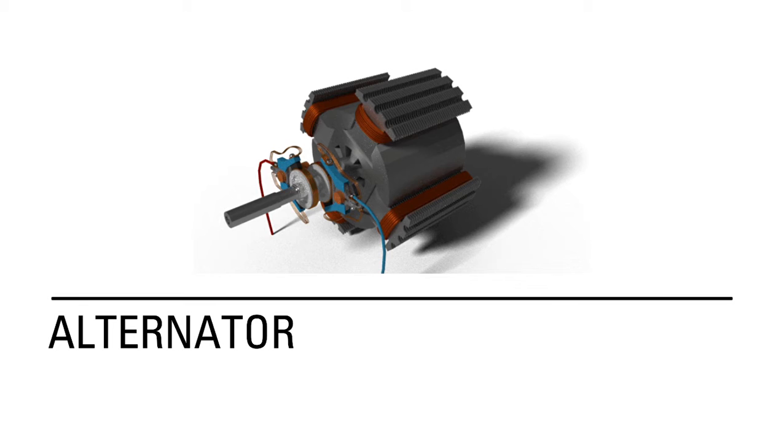Before having an idea of salient pole alternator, let us go through what is an alternator. An alternator is a device which converts mechanical energy to electrical energy in the form of alternating current. Since it produces alternating current, it is named as an alternator.